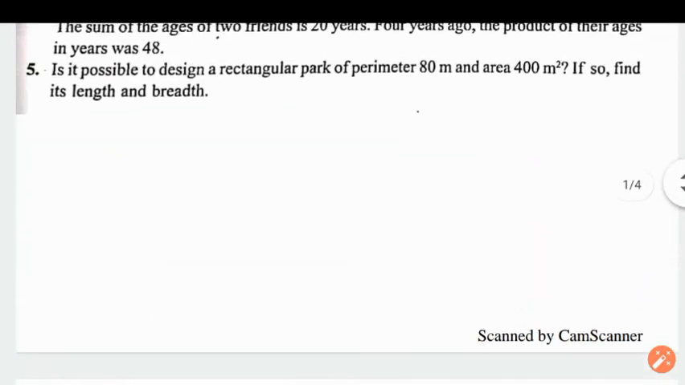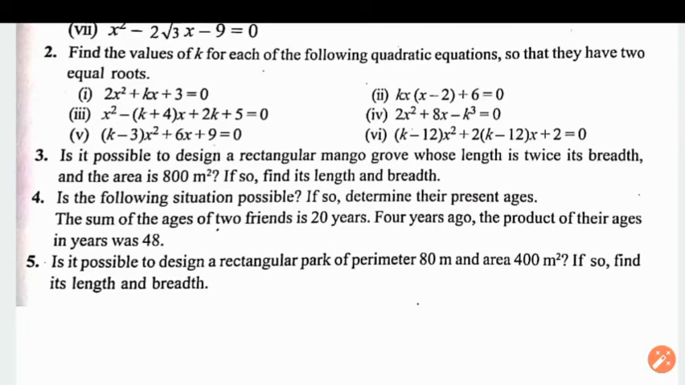So let's do the next sum. Here we have question number 3. Is it possible to design a rectangular mango grove whose length is twice its breadth and area is 800 meter square? If so, find its length and breadth. So here we are required to form a rectangle whose length must be twice its breadth and whose total area must be 800 meter square. If that is possible, in that case we are required to find its length and breadth.